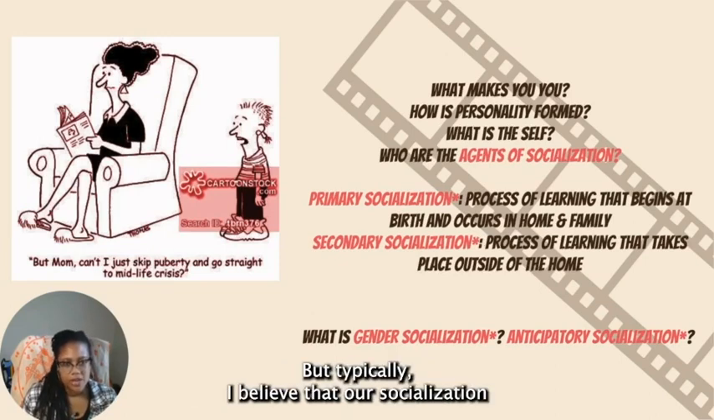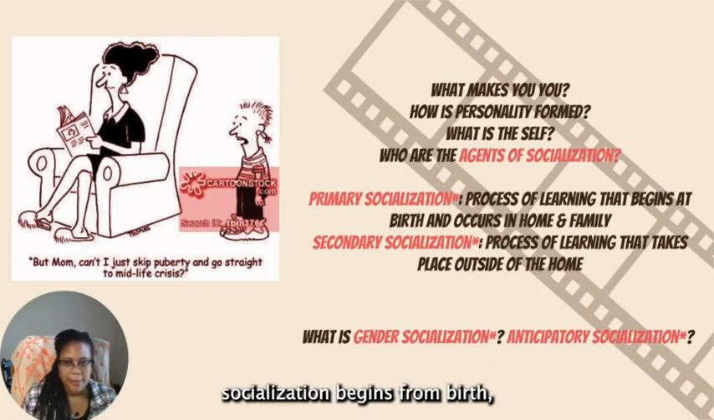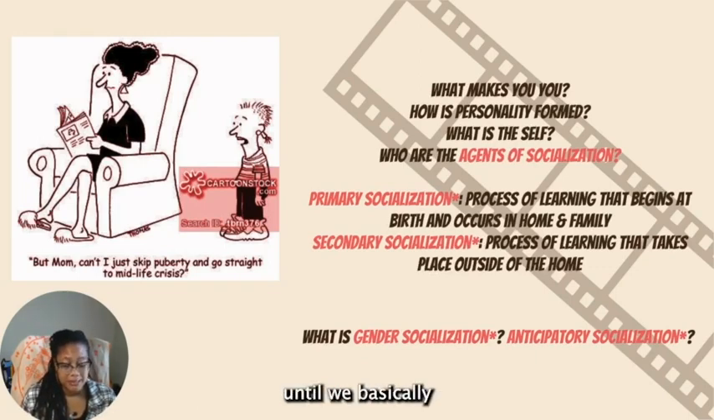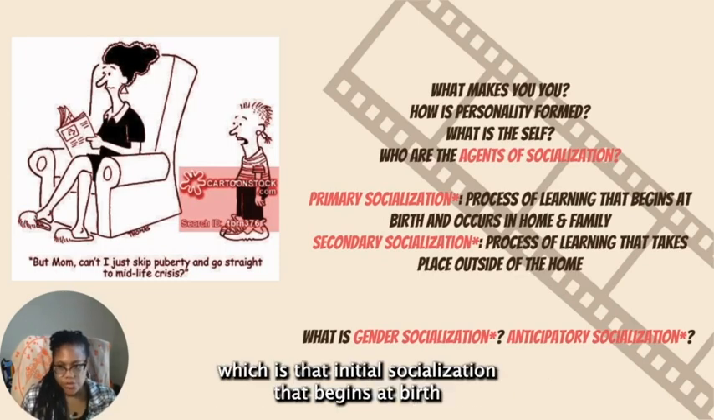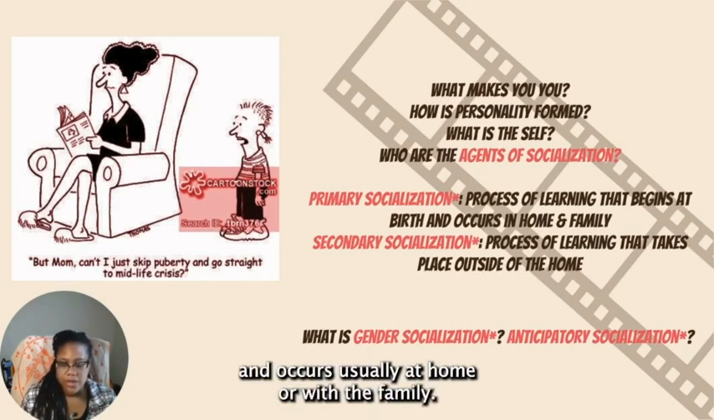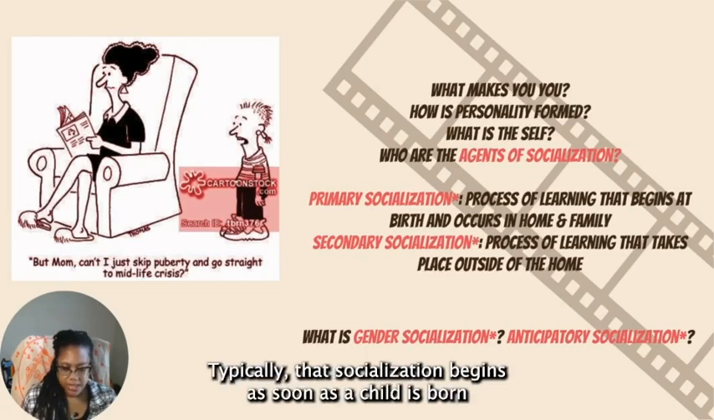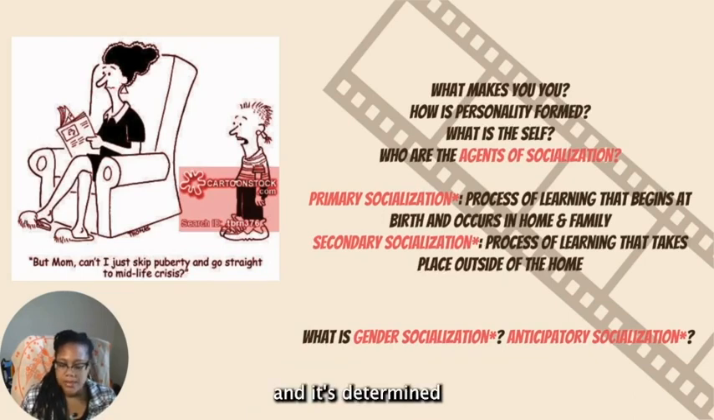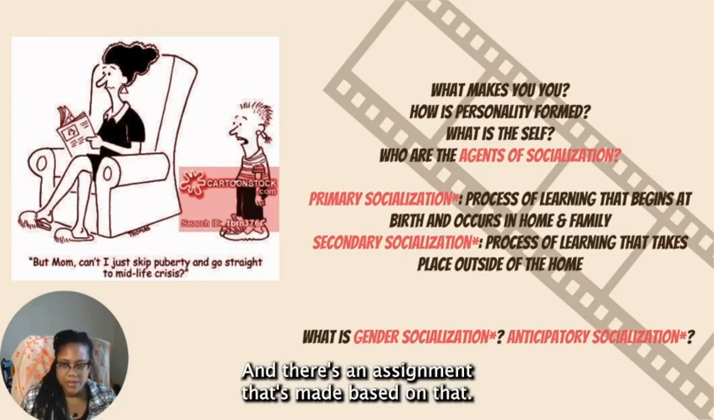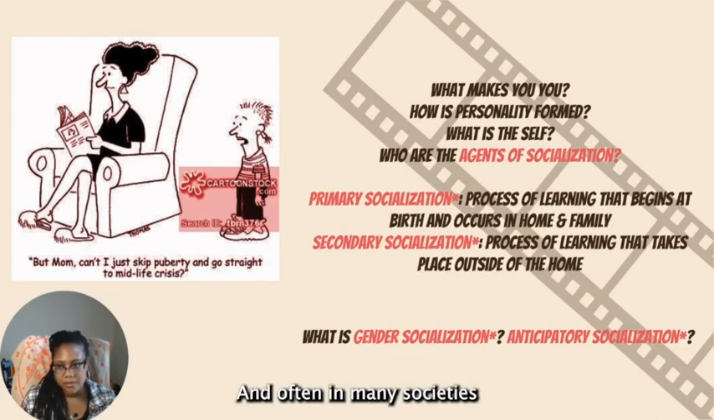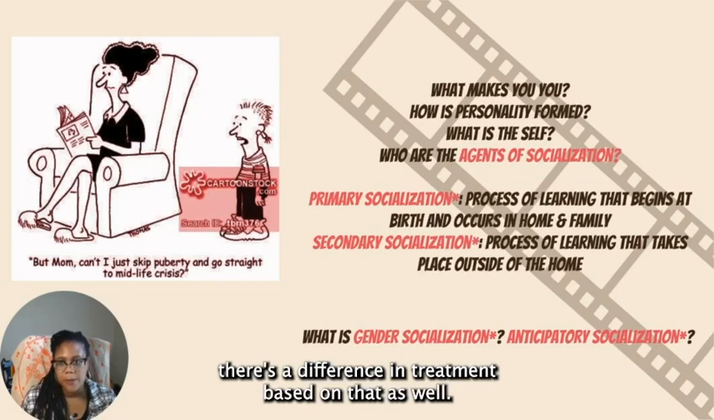We typically believe that our socialization begins from birth, if not before, and that it doesn't end until we basically are at the end of our life cycle. And that socialization appears in many different ways. There's primary socialization, which is that initial socialization that begins at birth and occurs usually at home or with the family. Typically, that socialization begins as soon as a child is born, and it's determined that they're either a boy or a girl, and there's an assignment that's made based on that.